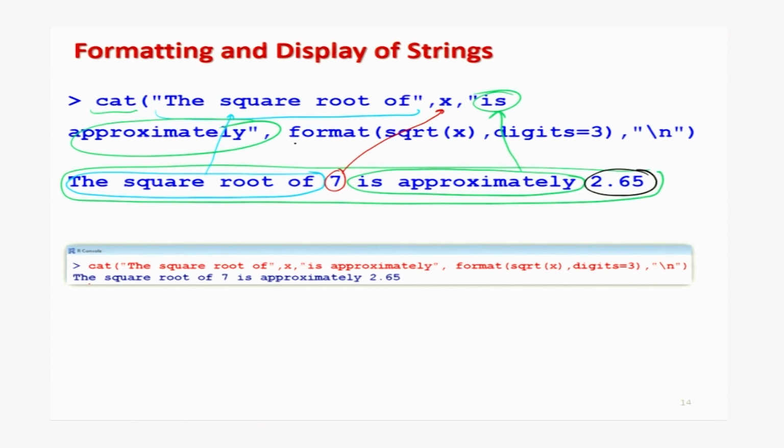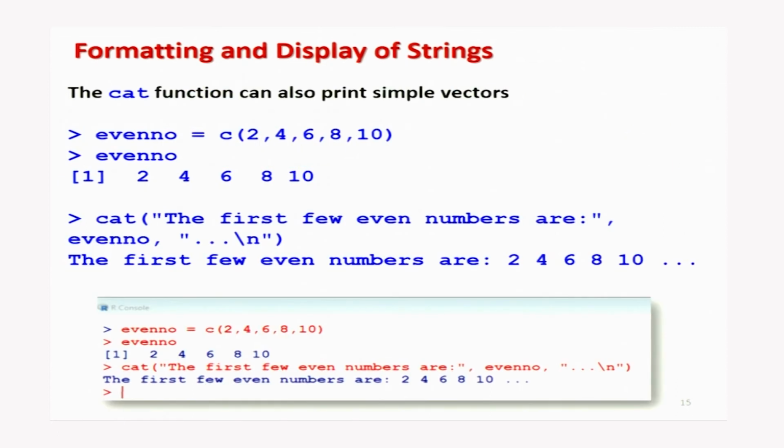So I write format, and inside the parenthesis sqrt of x, and then digits equal to 3. This is going to give you this type of outcome, and obviously this backslash n will change to the next line. If you look at the outcome, it will look like this. You can see that whatever commands we have used here, format and digits, square root, etc., we have already learnt, right?